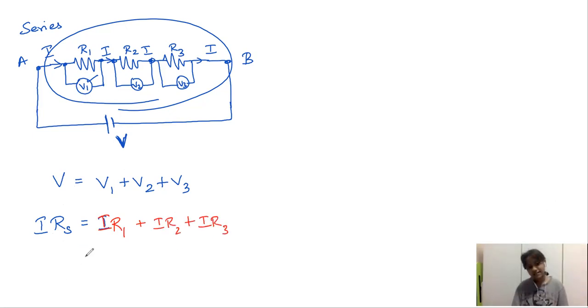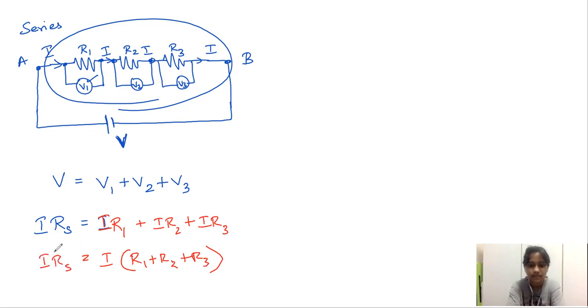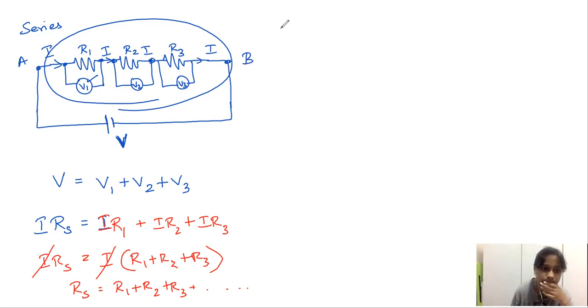So you can take I common outside. You will end up with R1 plus R2 plus R3, which is IRS. I will get cancelled. You will end up with RS equal to R1 plus R2 plus R3, and it goes on. However many equipments you have connected in series, all of their resistance values you can add up together in order to get the equivalent resistance.